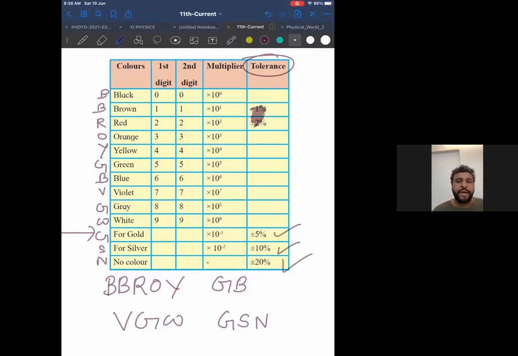Tolerance is only for gold, silver, and no color. Gold is high fi, therefore it is 5 over here. Into 2, 10, into 2, 20. So this is how you get the tolerance for gold, silver, and no color. Therefore, fill the last column also of tolerance. But make sure you write plus or minus, and you also write percentage. Plus or minus 5%, plus or minus 10%, and plus or minus 20%. Okay, start.